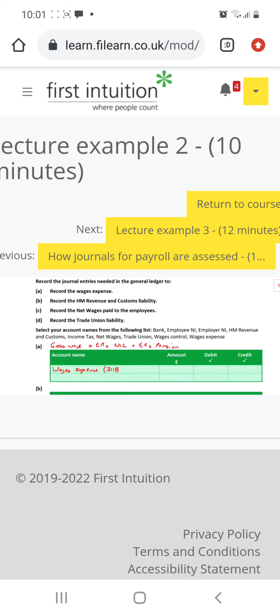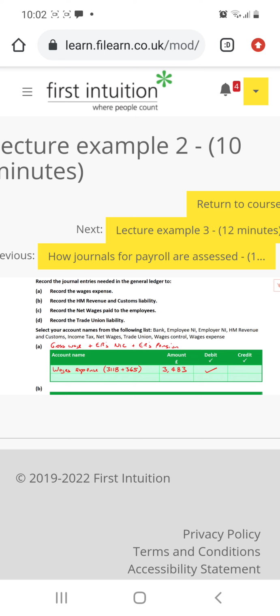I've got an employer's national insurance of 365, and we've got nothing on employer's pension, so it will just be those two bits we've got to do. So in terms of a total wages expense, it's 3483. Now, the whole point is it is an expense. So because it's an expense, that needs to be a debit then.